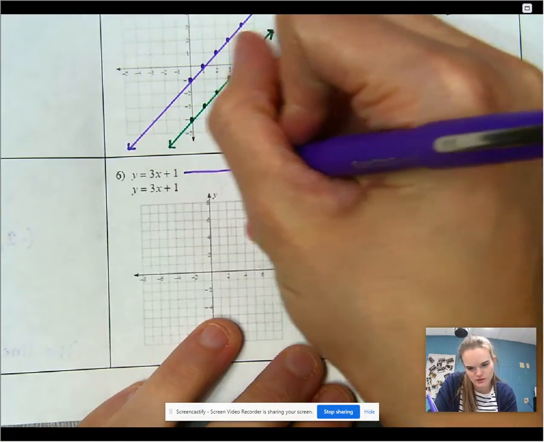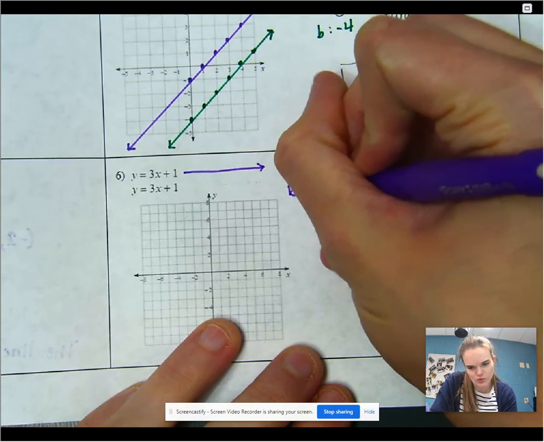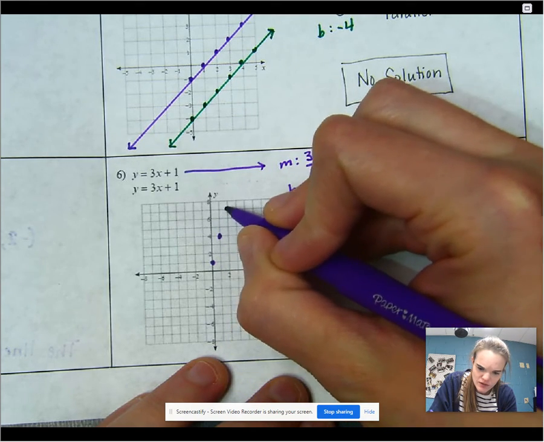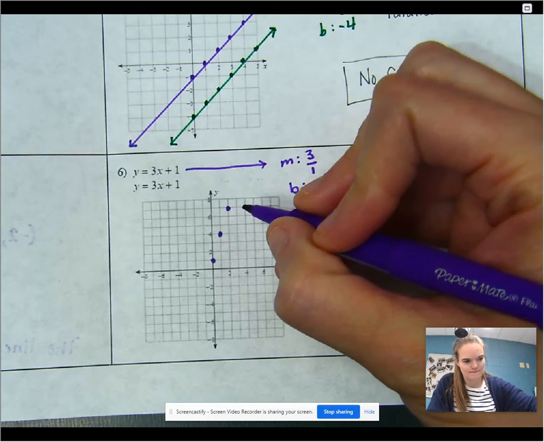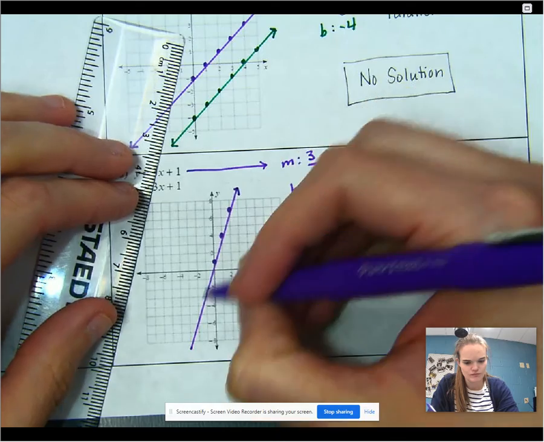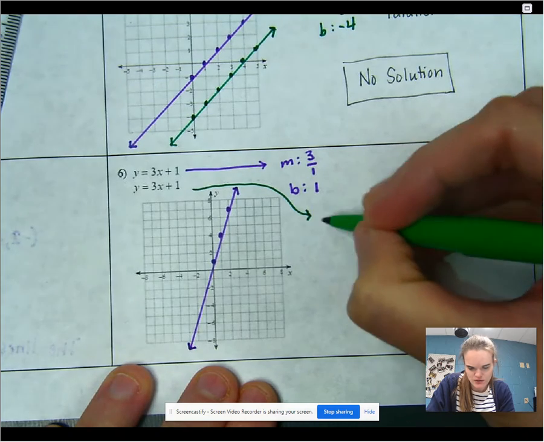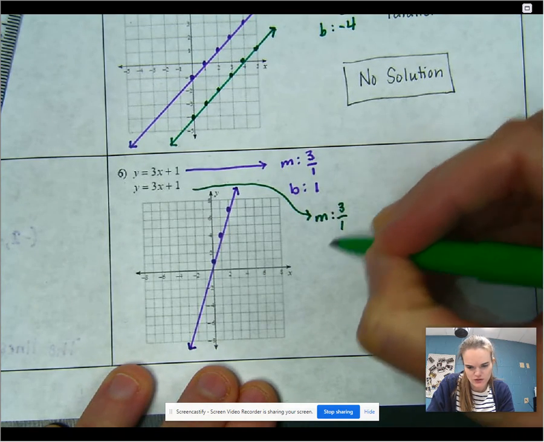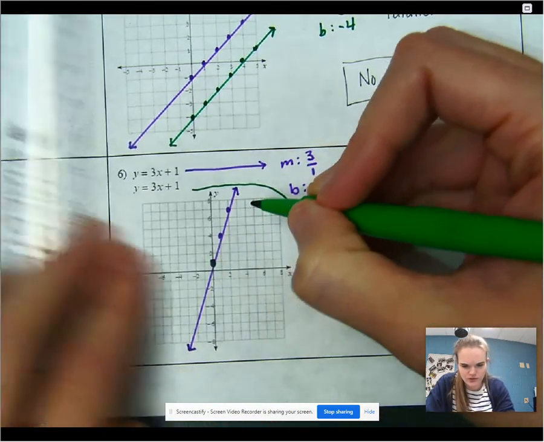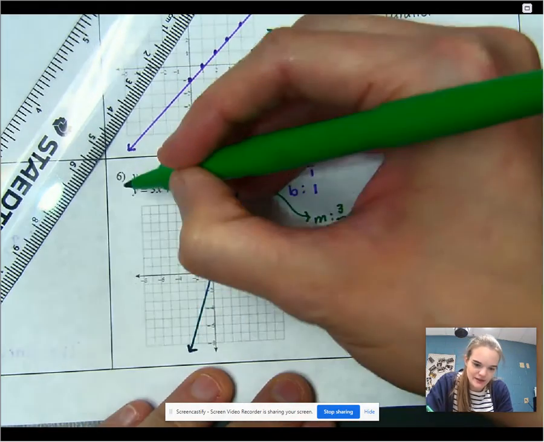Number 6, the first one here, slope is 3 over 1. Y-intercept is 1. So start at 1 and go up 1, 2, 3 over 1. The second one, the slope is 3 over 1. The y-intercept is 1. That's the exact same graph. This is the exact same line.